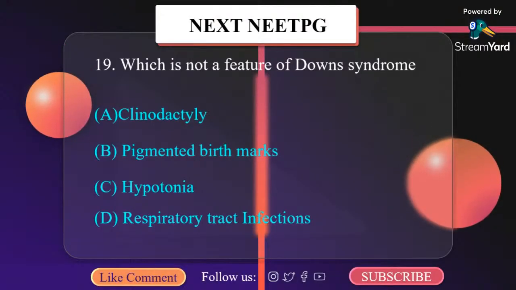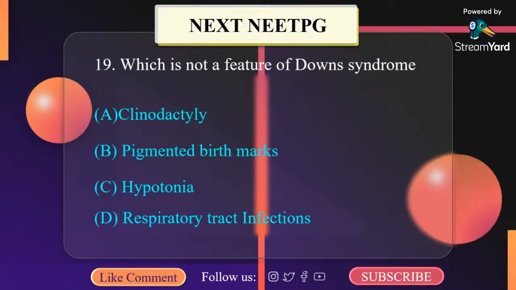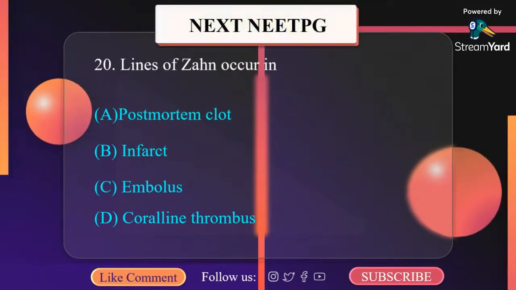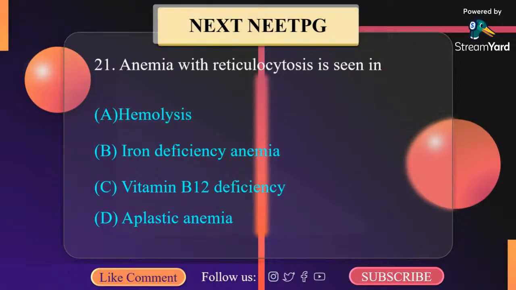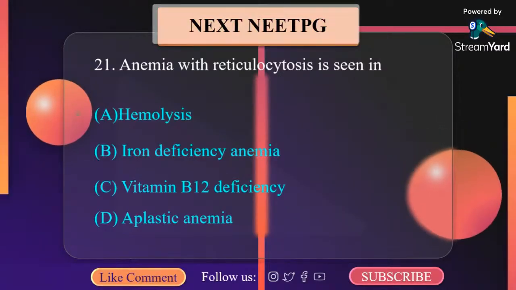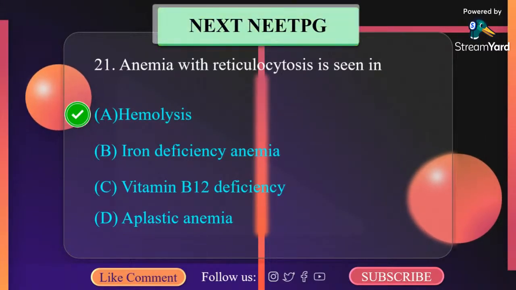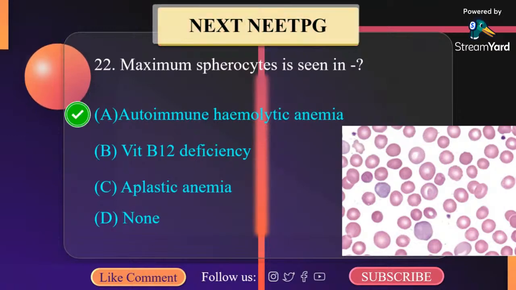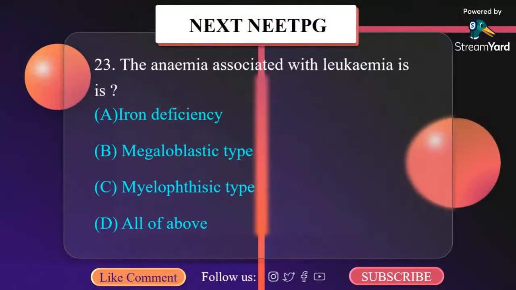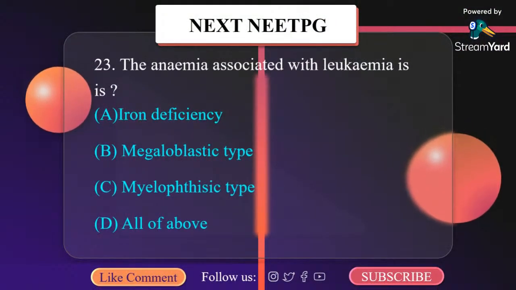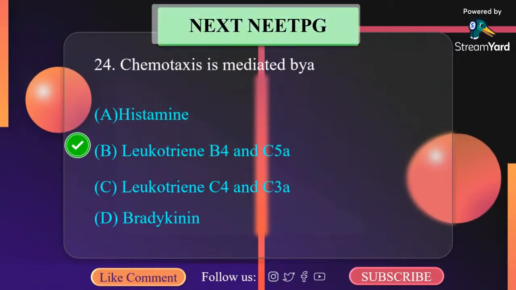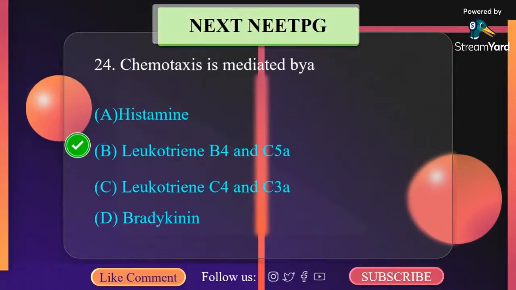Which is not a feature of Down syndrome? Anemia with reticulocytosis is seen in hemolysis. Maximum spherocytes are seen in autoimmune hemolytic anemia. Anemia associated with leukemia is myelophthisic anemia. Chemotaxis is mediated by leukotriene B4 and C5a.